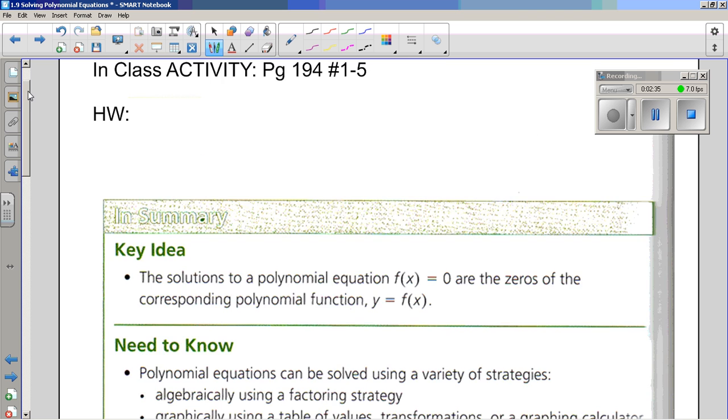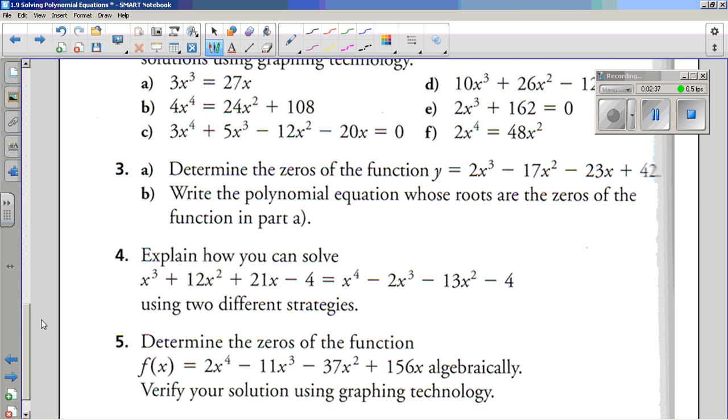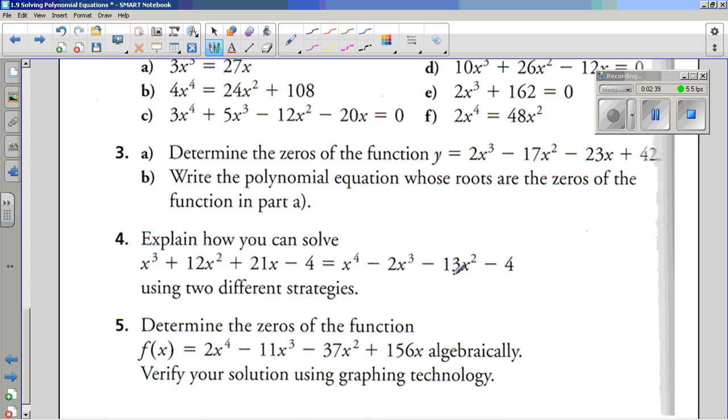What was the other one I wanted to do? Number 4. What's number 4? Explain how you can solve that using 2 different strategies. I'm actually going to give you 3 strategies. One of them, the first one, would be how we did it in class, would be to move all this stuff over there and then start using the factor theorem. So one is get one side equal to 0, then use the factor theorem.